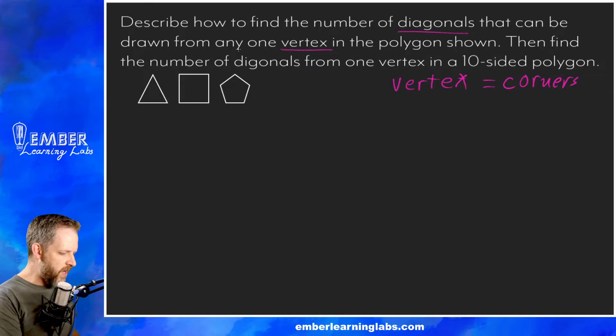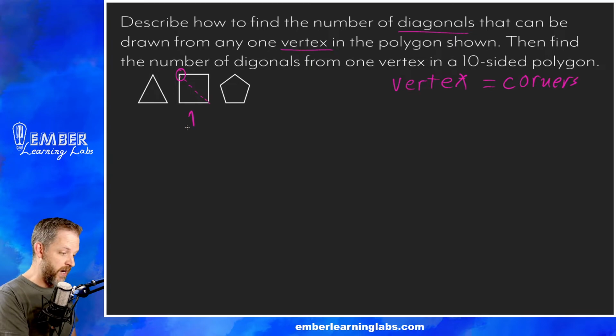So the number of diagonals that can be drawn. For a triangle, how many diagonals can we draw? Well, we can't draw any. Let me show you how many diagonals we can draw from any one corner. If we draw along this, then we're drawing on an outside edge. So that's not a diagonal anymore. So diagonals have to be on the inside for it to be a diagonal. So we can draw 1 diagonal.